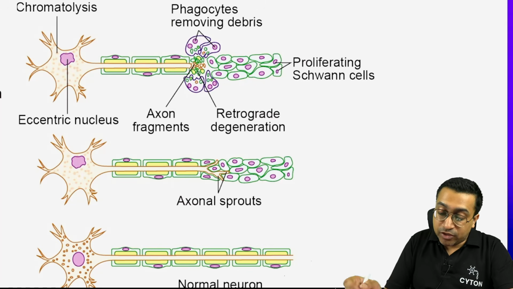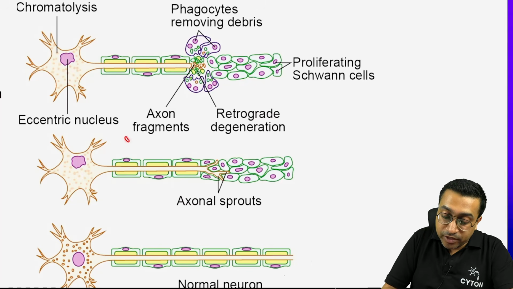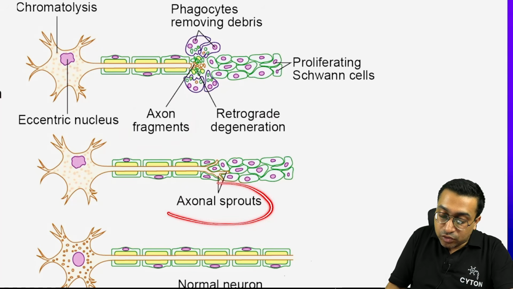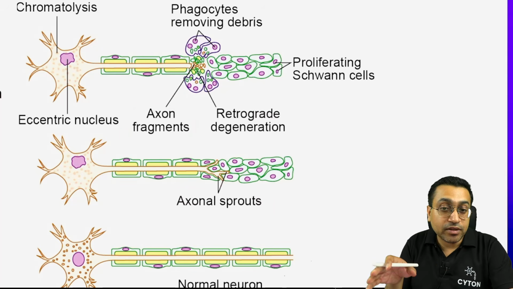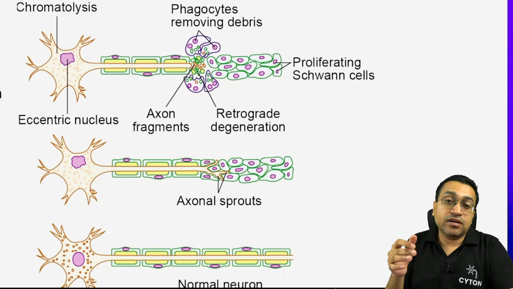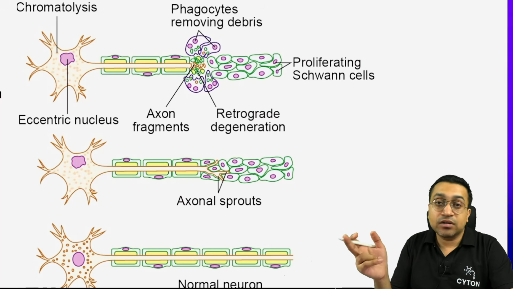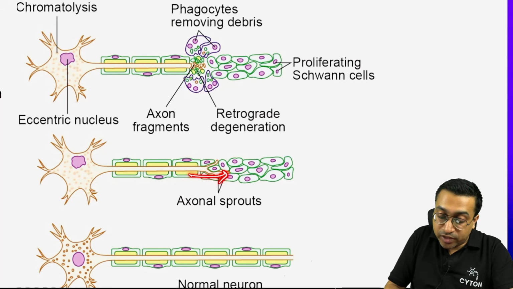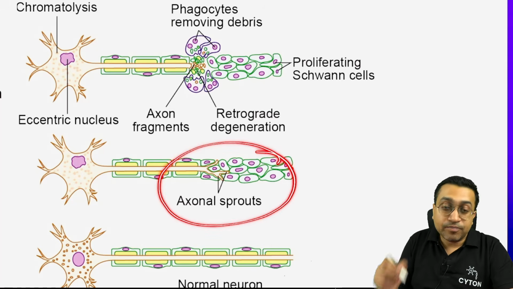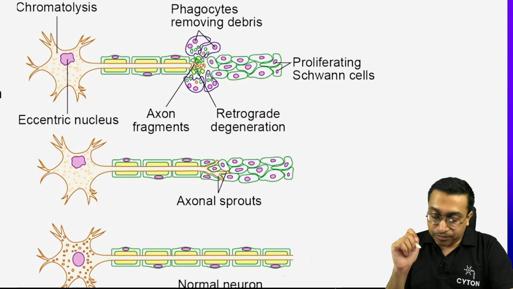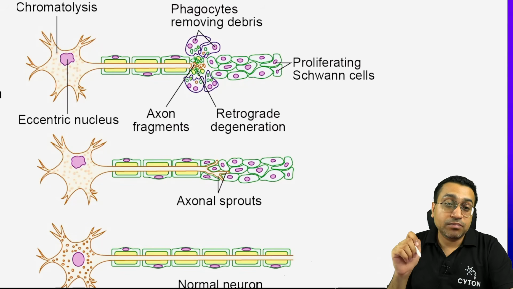Axonal growth. Now see, axon fragments are formed here. So there are axonal sprouts, so axonal growth is happening. The ends of the axon give rise to multiple sprouts. They enter the endoneurial tube of the proliferating Schwann cells. So you can see in this photo very carefully. This is step number 3. Then we have step number 4, that is elongation of the axon itself.